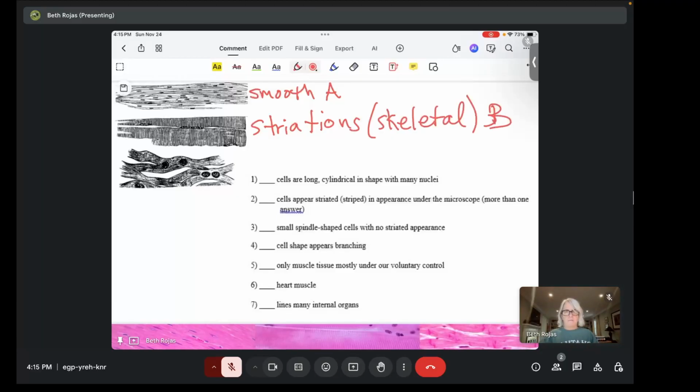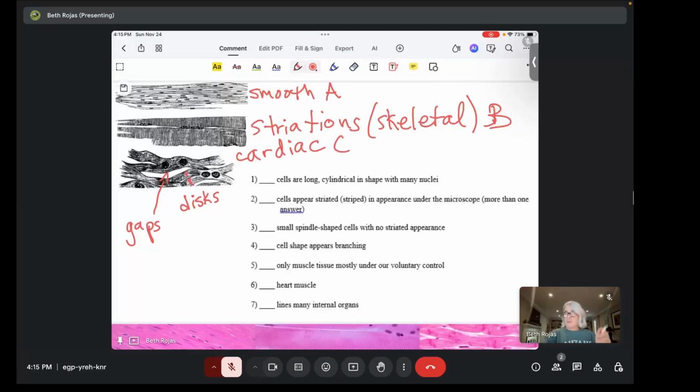And then the last one would be cardiac. The way you can kind of tell here is there's lots of gaps. And then, I don't know if you can see them, but there's some discs, the intercalated discs. So that's cardiac. And we'll label that C.